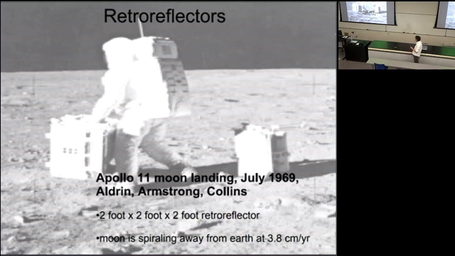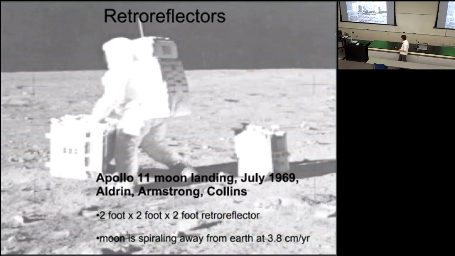And here's a snapshot. It looks like, well, maybe the duty-free from the airport on the way to the moon. But this is not duty-free, and these are not suitcases. These are what we call retroreflectors. These are special devices for reflecting light. And the astronauts left retroreflectors on the moon.